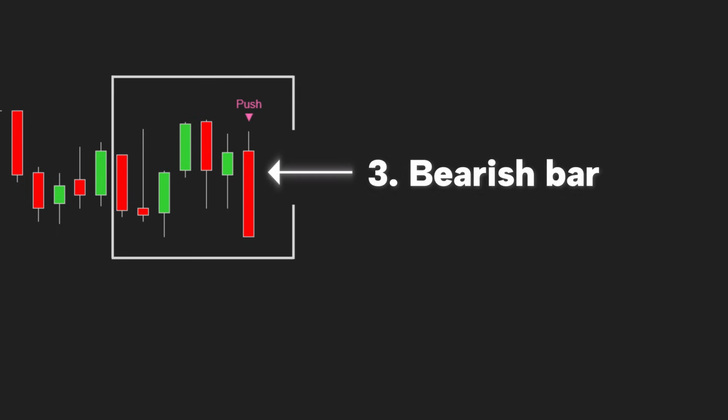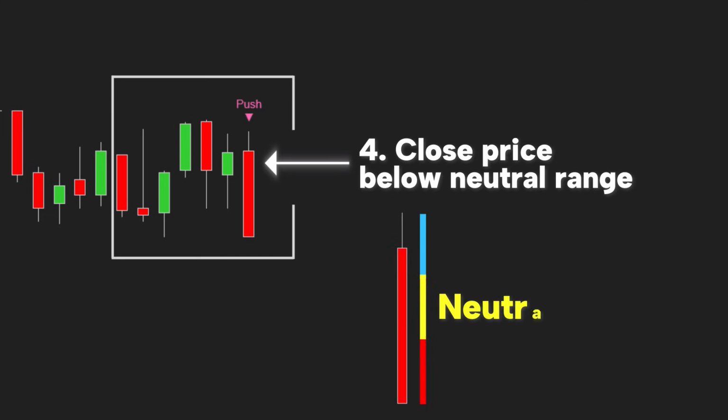In other words, sellers maintained dominance throughout the candle and continuously pushed price lower. If strong selling effort does not result in a bearish close, the push signal loses its reliability. To confirm that this bearish candle is truly reliable, we move on to the fourth result condition.